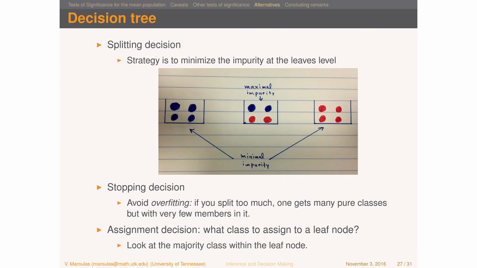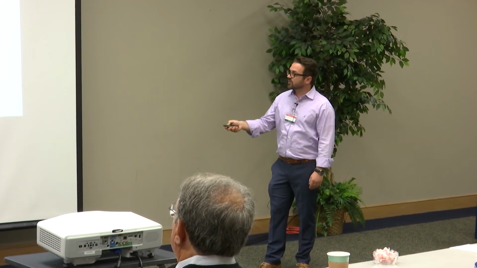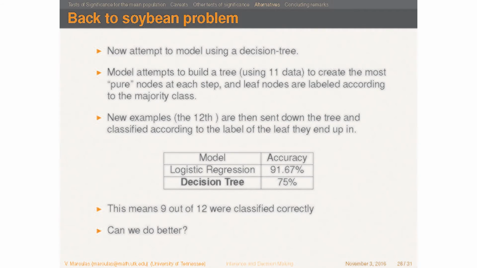And then how do you decide which class a leaf is? Here it is very clear that this is blue and this is red. But if you have, for instance, three blue and one red, then by majority vote, the decision tree is very democratic, you say it is blue, and vice versa. So you look at the majority vote. If you do that, then we build a tree using 11 data points, to create the most pure nodes at each step, and leaf nodes are labeled according to the majority class, and then I test it on the 12th example.